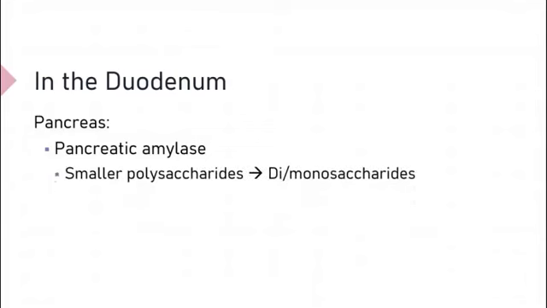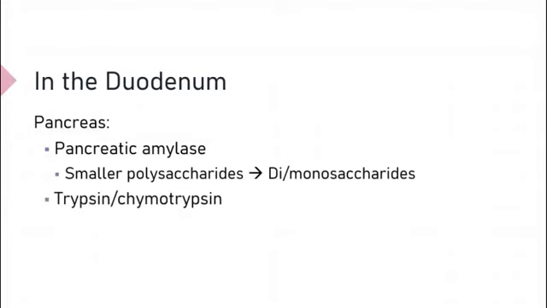Moving on to the first part of the small intestine, the chyme or liquefied food in gastric juice encounters pancreatic enzymes secreted through the major duodenal papilla. The pancreas produces amylase, protease, and lipase. First up, pancreatic amylase. This enzyme acts on smaller polysaccharides to produce disaccharides and monosaccharides.